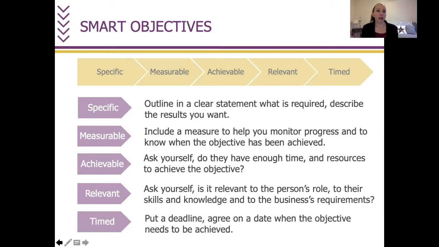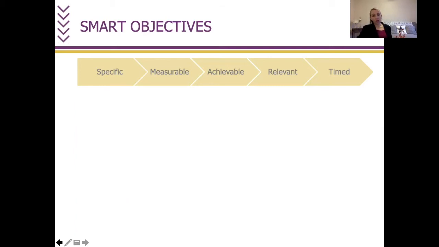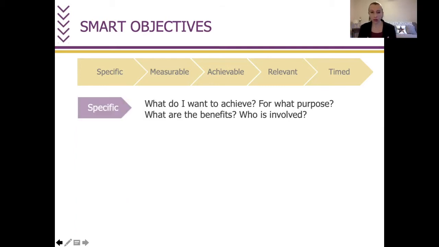And finally, timed. What are the deadlines? What are the key target dates? And what is the deadline to finish the objectives? So here are some questions that you might want to consider for each one of these areas. If we're looking specifically, ask yourself, what is it that I'm trying to achieve? Who is going to be involved? What's the purpose? What are the key benefits? And just write it down.